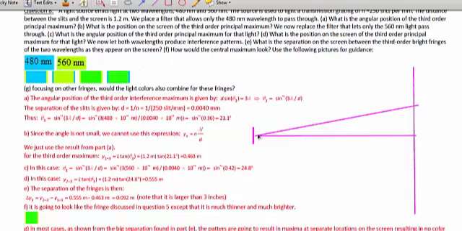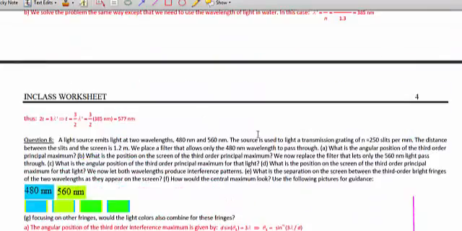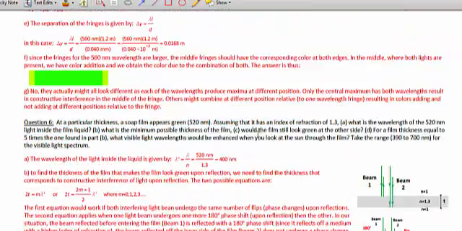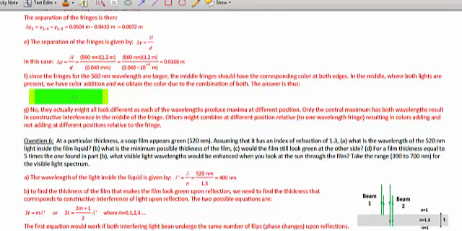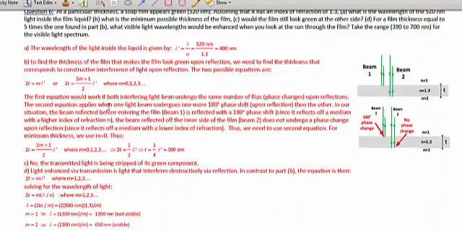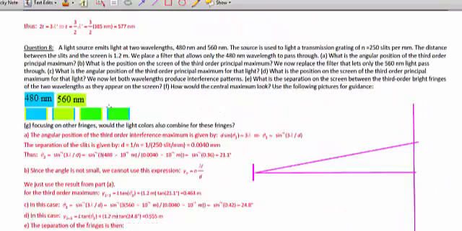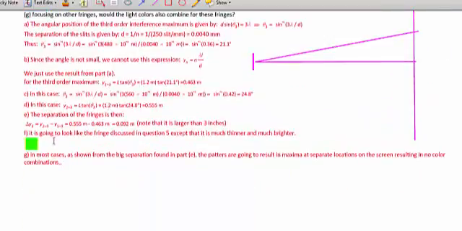Then the next question is how would the central maximum look? The central maximum should look very much like the central maximum looked for question 5, except now our central maximum is going to be much narrower and brighter.